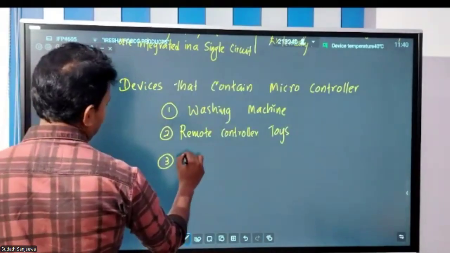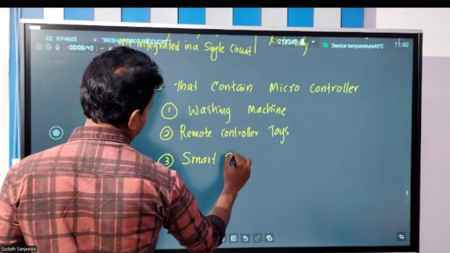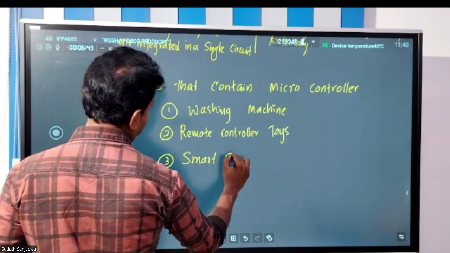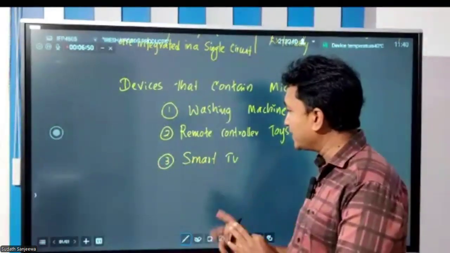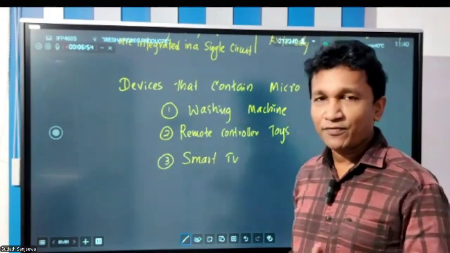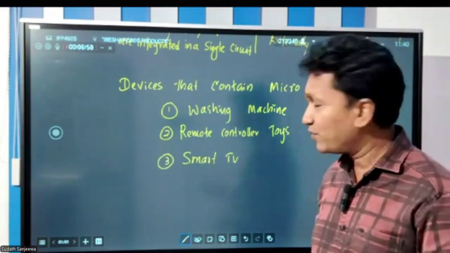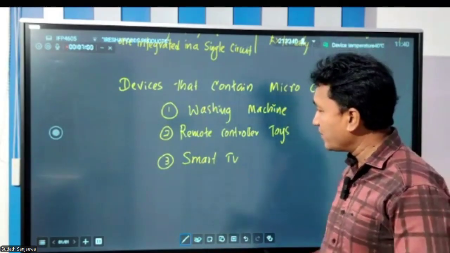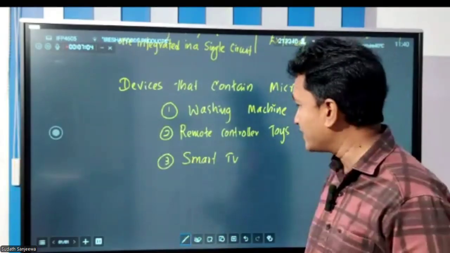Smart TV. In smart TV also there are microcontrollers. So that's how it works. We can connect to the phone. We can watch YouTube and all those things because there are microcontrollers in these smart devices, smart TV.